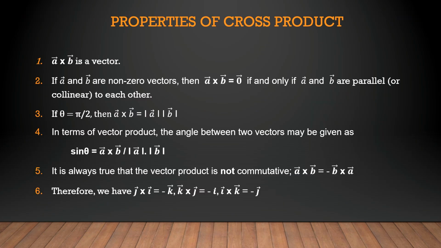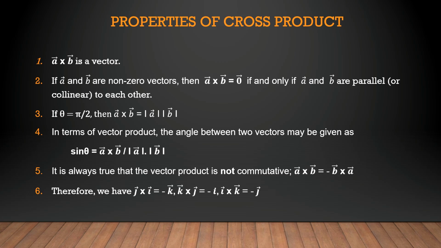Some properties of cross product: first of all, it is always a vector. Secondly, we have seen that if the cross product gives a zero vector, the only possibility is that A and B are either parallel or collinear. If the angle between them is pi by 2, then sine pi by 2 is 1, so A cross B is magnitude of A into magnitude of B.